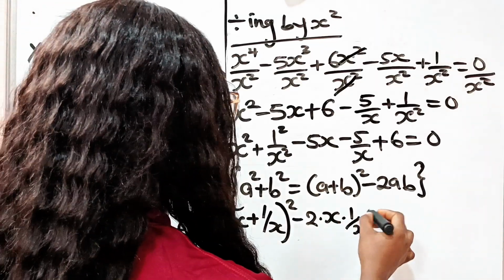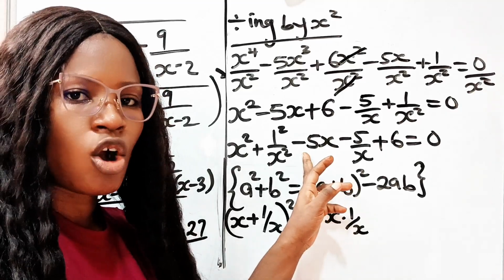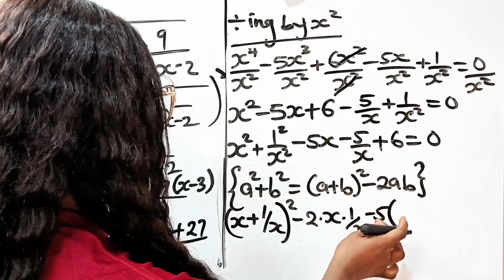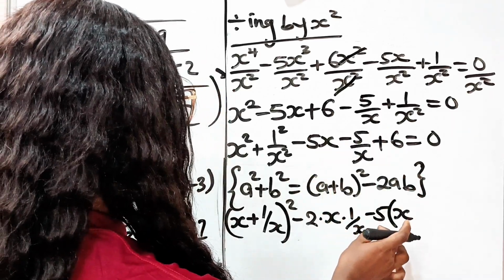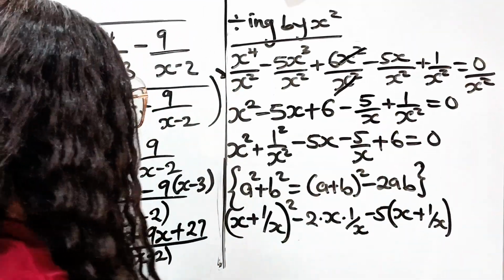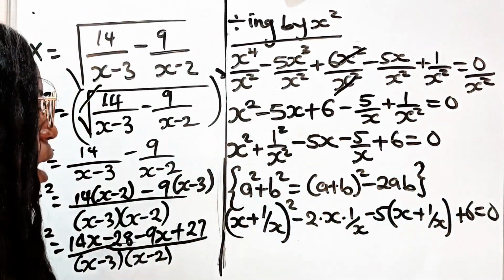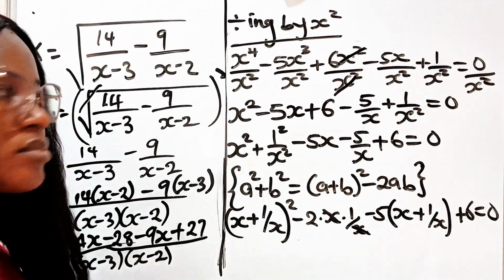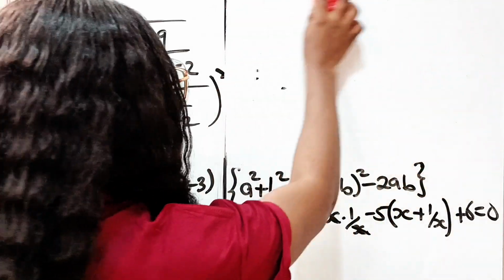Then here you can see that this and this have minus 5 in common. So we bring out the minus 5 brackets. When this is divided by this, we have x remaining. When this is divided by this, we have plus 1 over x remaining. Then plus 6 is equal to 0. Now you can see that here, x will divide x, and that is what we'll have there. Now, permit me to clean this as well.